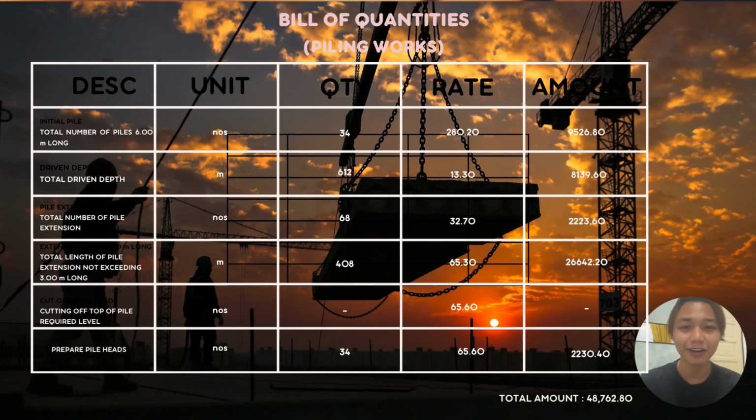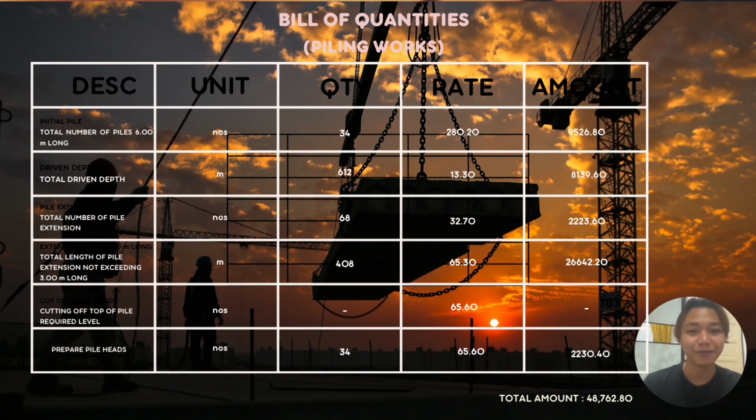Okay, we continue with the bill of quantities of piling work. We have 6 descriptions also. The first one is initial pile, the total number of piles, 6.00 meter long. The second is driven depth, so the total driven depth.